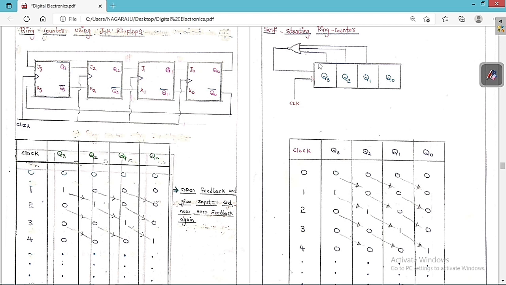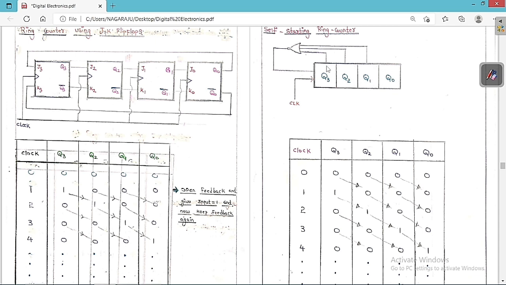So now I am going to build a new circuit, which is called a self-starting ring counter. This is the other type of ring counter. It is self-starting, which means you don't have to open the feedback and you don't have to give the 1 always. So therefore this is called a self-starting ring counter. We can see clearly this is basically right shifting. Right shifting is data shifting from Q3 to Q2, Q2 to Q1 and Q1 to Q0.